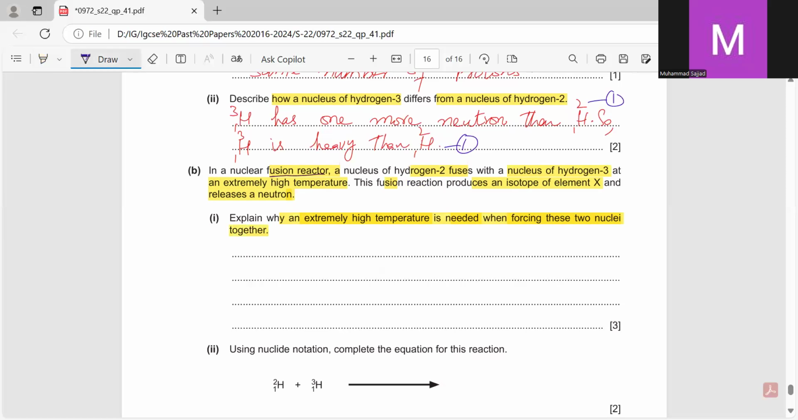See, the nuclei of not only hydrogen but of any element are positively charged because there are protons and neutrons. Neutrons have no charge, protons have positive charge. So the nuclei of hydrogen, which we are trying to fuse, have positive charges. So there is a strong repulsive force. To overcome this repulsive force, very high kinetic energy is given. In other words, temperature is needed so that they can fuse together. That's what I'm going to write for 3 marks.